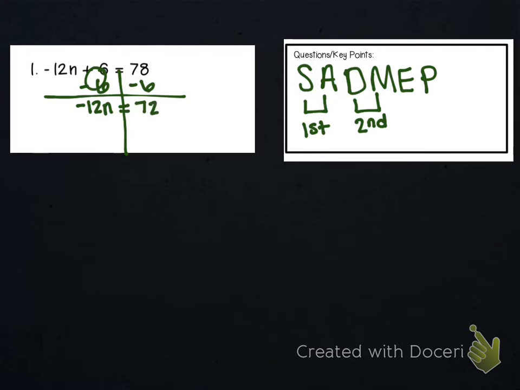And now I do the DM of SAD-MEP, which is divide or multiply. My operation is multiplication, so I'm going to do the inverse operation, which is division. I'm going to divide by negative 12, not just 12. That number is a negative 12, so I have to make sure I include that. Negative 12 divided by negative 12 is 1, and 1 times n is just n.